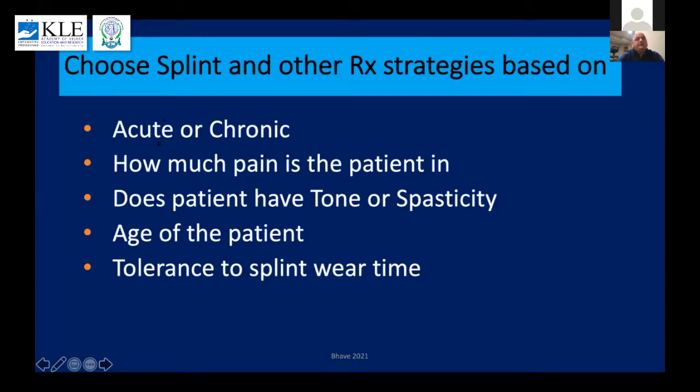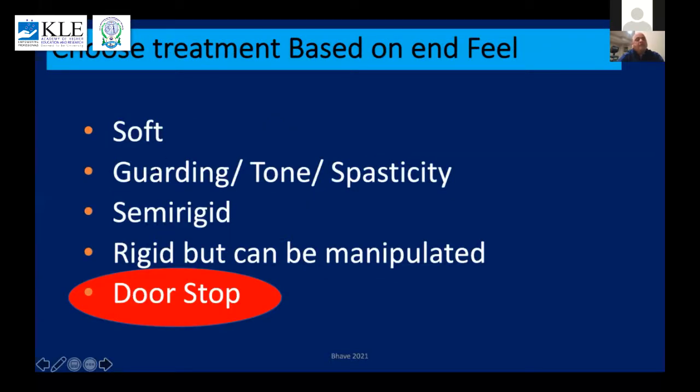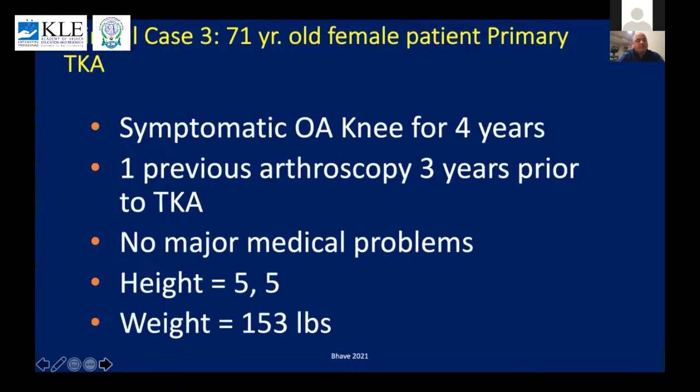So, we always decide on how the treatments are based on whether it's acute or chronic, how much pain the patient is in, does the patient have tone or spasticity, what is the age of the patient, and what's the tolerance to therapy. And the last thing I always look at is, what is the joint feel like? Is it a soft end feel? Is it guarding with tone? Is it semi-rigid end feel? Is it rigid and manipulated or doorstop? With doorstop end feel, most of the times, conservative therapy management is not helpful, but with all these four, one can actually change the range of motion of the tissue.